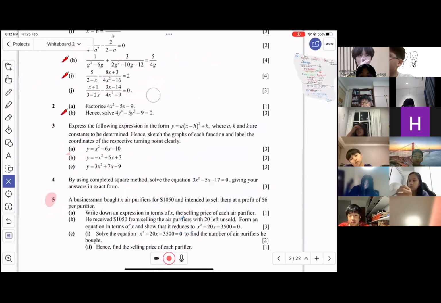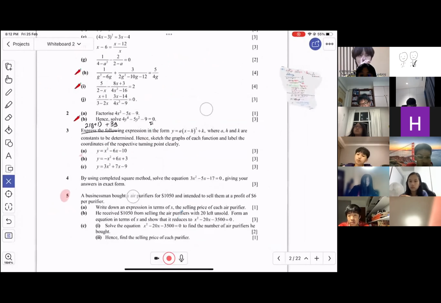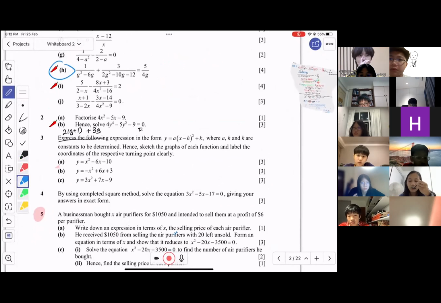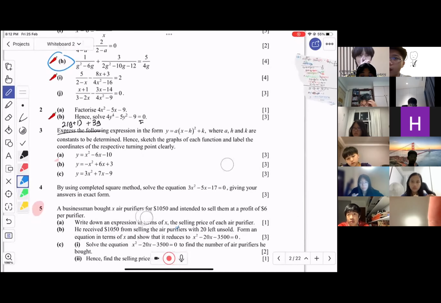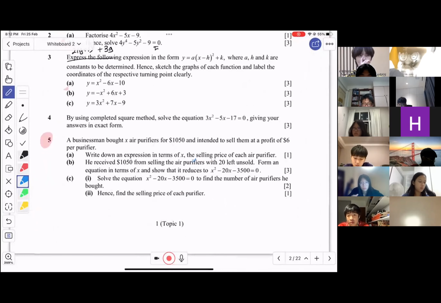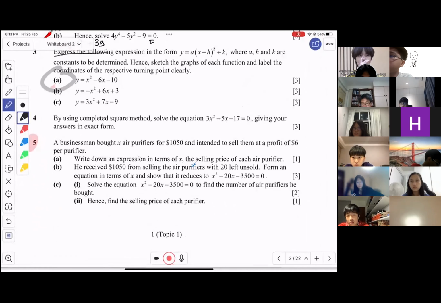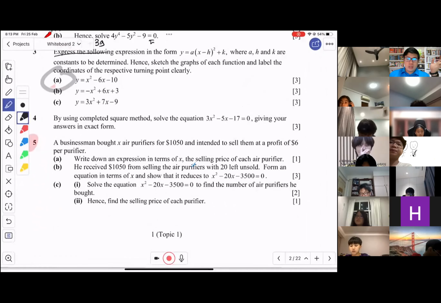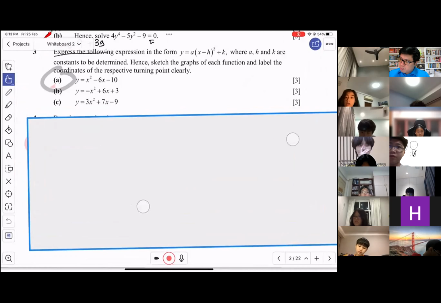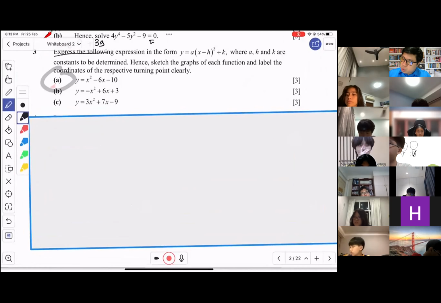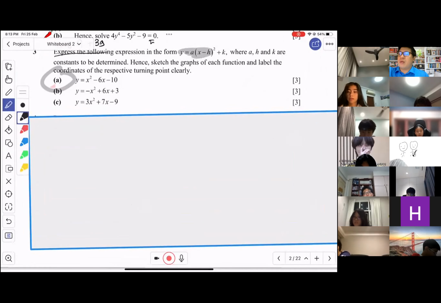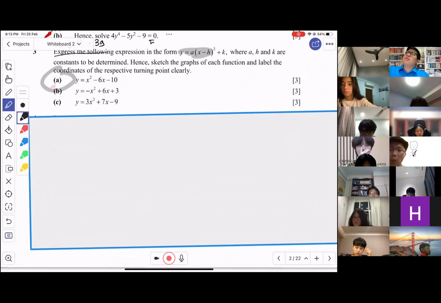Next one I'm supposed to go through is, H is done, sorry. So 1H is done. Question 3A, right? Question 3A is basically completing the square. I need to sketch the equation of the curve. Remember that they already asked us to express the expression in the form a(x minus h) squared plus or minus k.